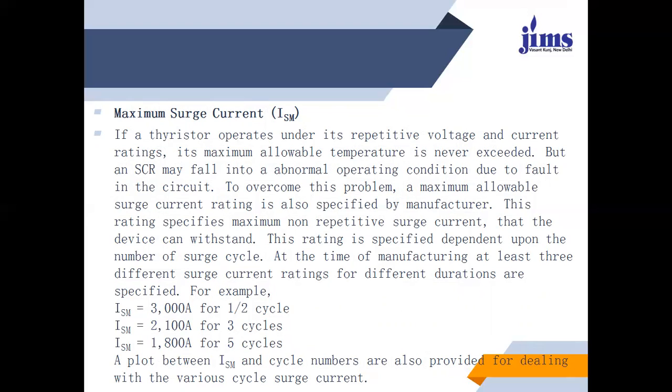This rating specifies the maximum non-repetitive surge current that the device can withstand. This rating is specified depending upon the number of surge cycles. At the time of manufacturing, at least three different surge current ratings for different durations are specified by the manufacturer. For example, ISM 3000 ampere for half cycle, ISM 2100 ampere for 3 cycles, ISM 1800 ampere for 5 cycles. A plot between ISM and cycle numbers is also provided for dealing with the various cycle currents.